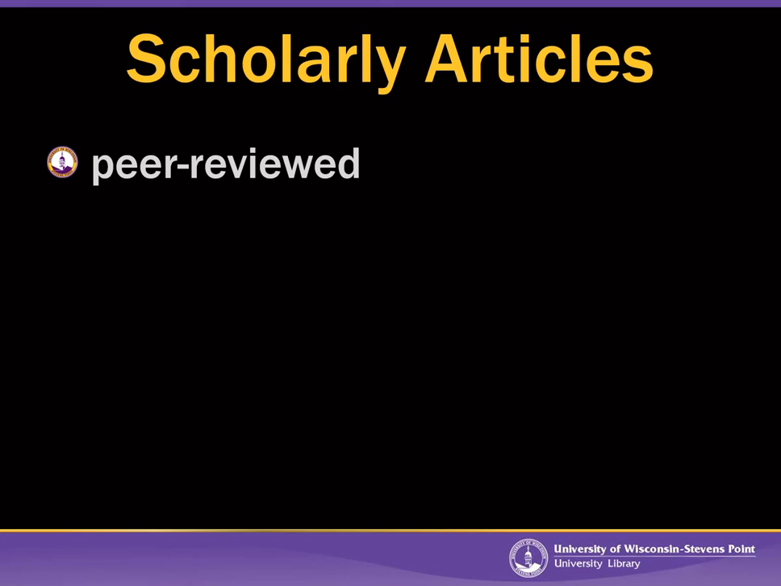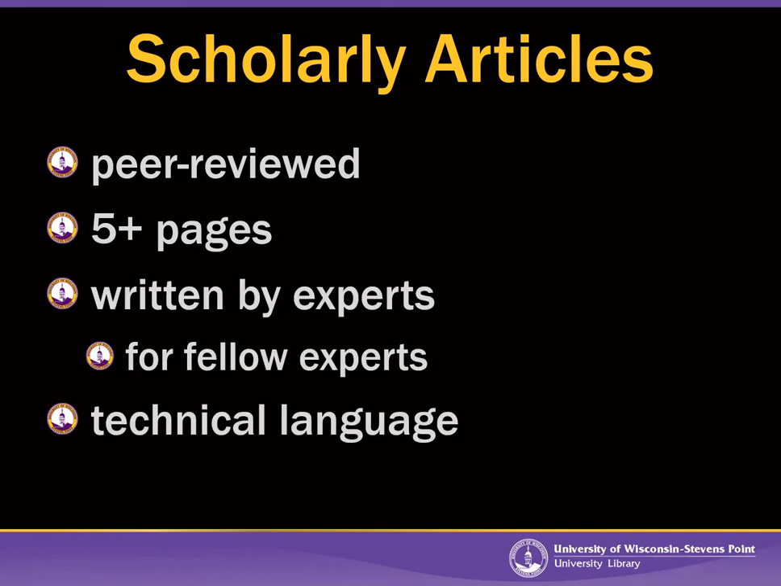The information in a scholarly article has been verified by experts. So here are a few other criteria. Scholarly articles are quite long. They're at least 5 pages long. Again, they're written by experts. So again, you're talking your scientists, your doctors, your professors, your researchers, and they're written for fellow experts.